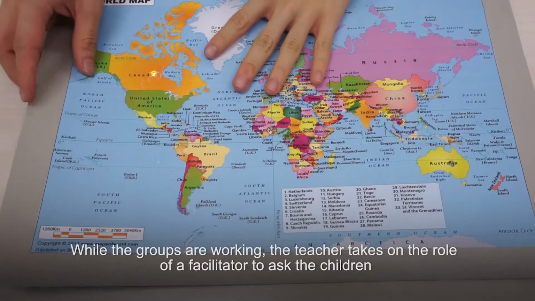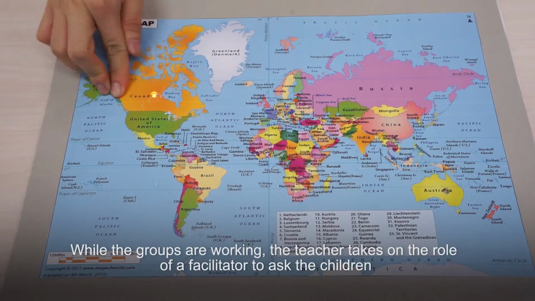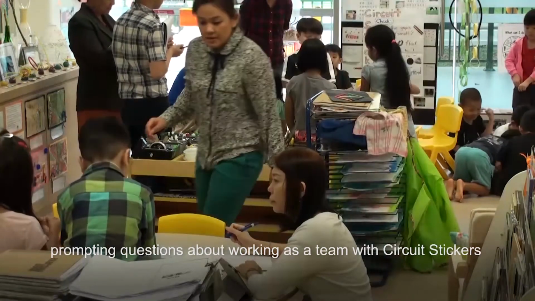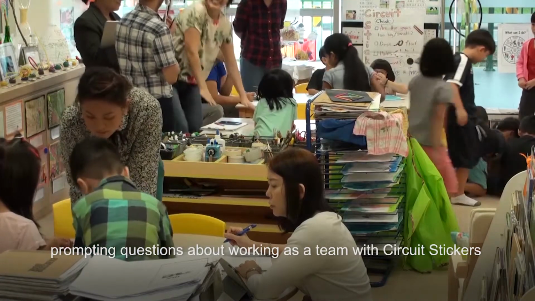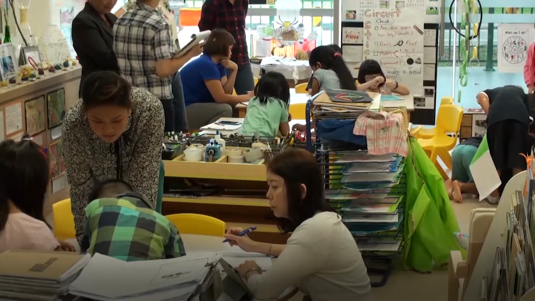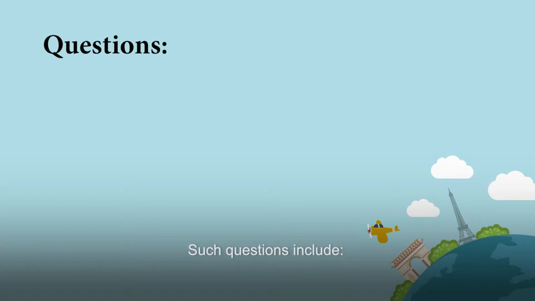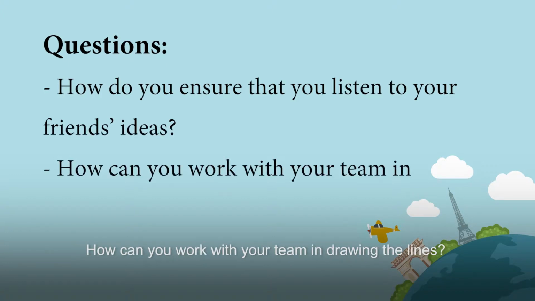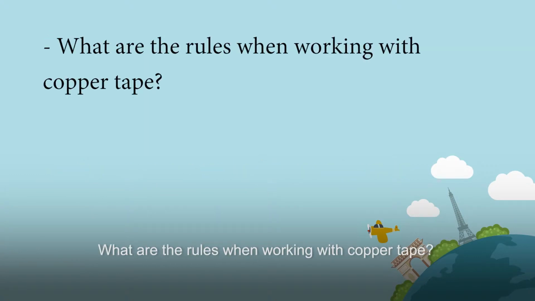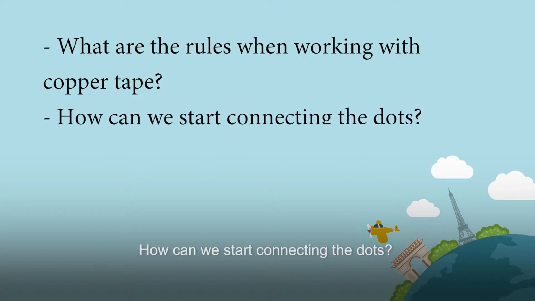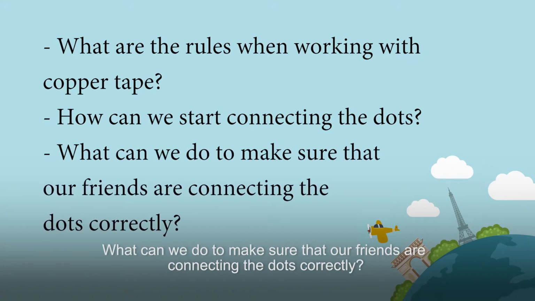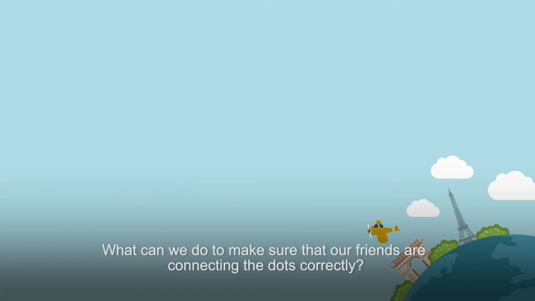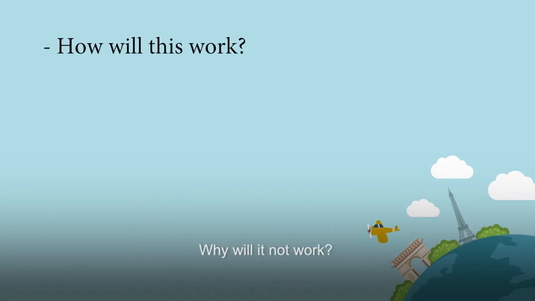While the groups are working, the teacher takes on the role of a facilitator to ask the children prompting questions about working as a team with circuit stickers. Such questions include: how do you ensure that you listen to your friends' ideas? How can you work with your team in drawing the lines? What are the rules when working with copper tape? How can we start connecting the dots? What can we do to make sure that our friends are connecting the dots correctly? How will this work? Why will it not work?